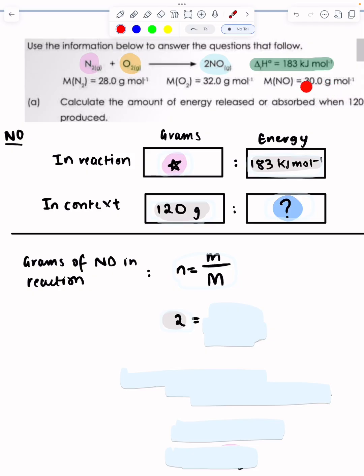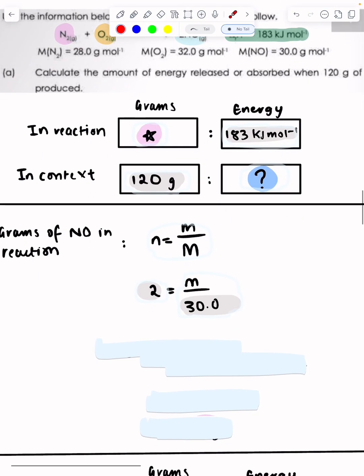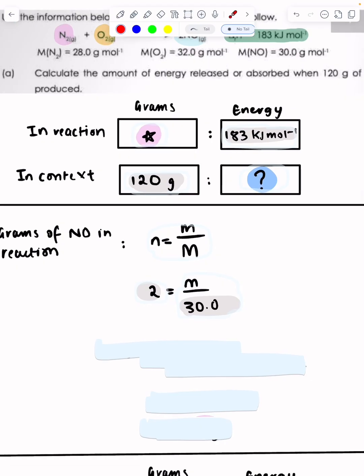1 mole of NO weighs this much, so we can plug that information in here. Don't get your little m and big M mixed up. It's important to know what's what. Now all we have to do is a bit of algebra to rearrange for this little m value, which is the grams of NO.